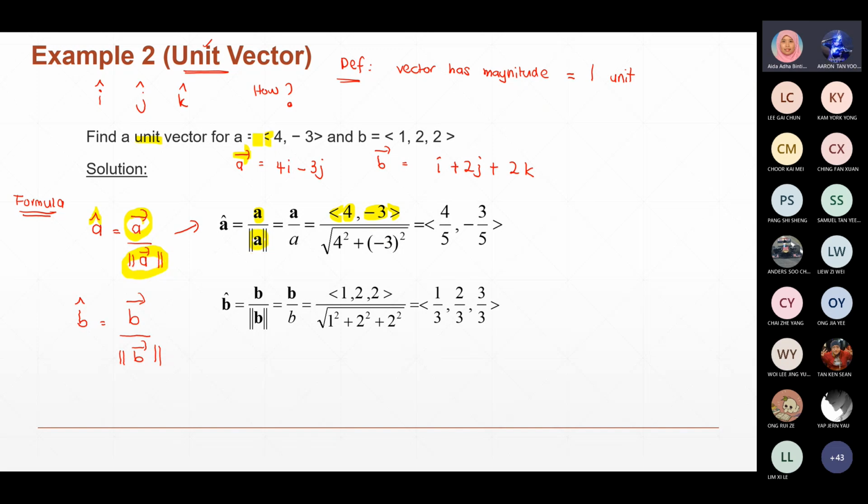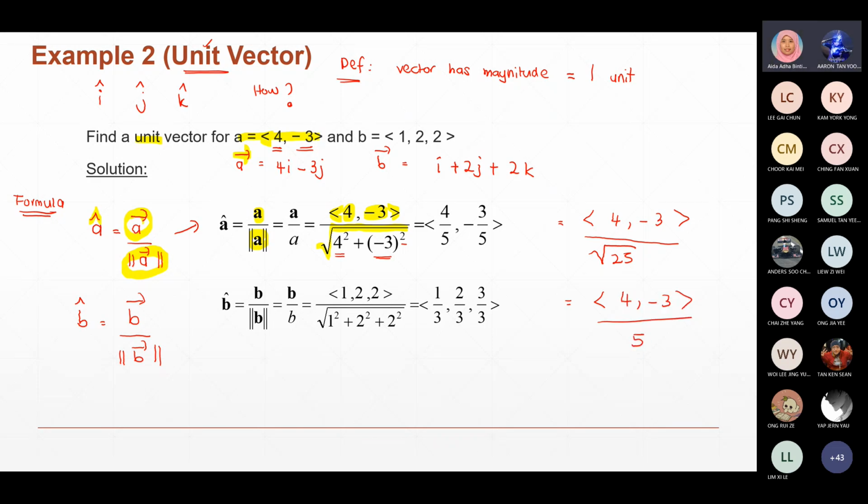So how to find the magnitude for this vector A? You have to square root. This is the element for the i unit, which refers to the x. So this is 4 squared plus, in brackets, negative 3 squared. So you will have square root 25, right? The square root of 25 here is equal to 5.